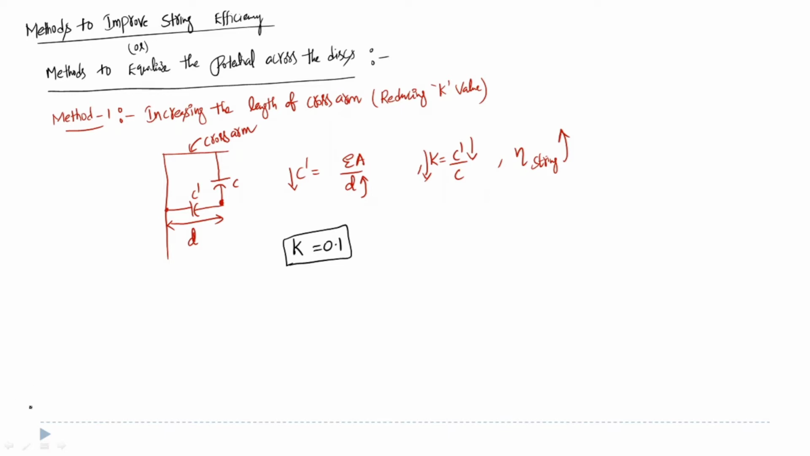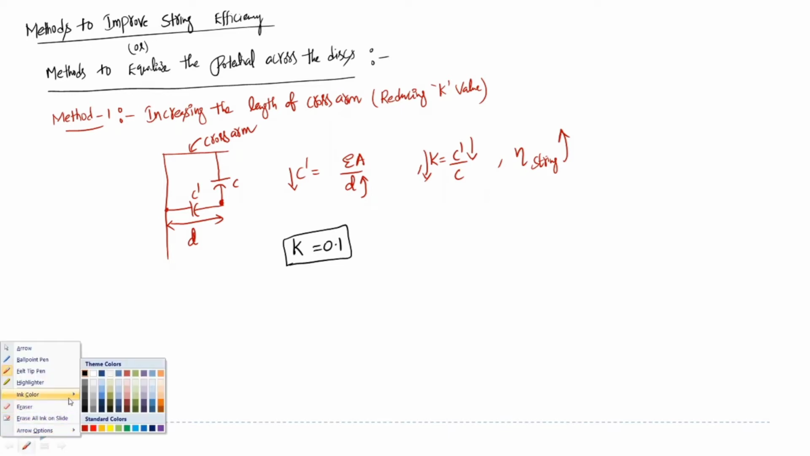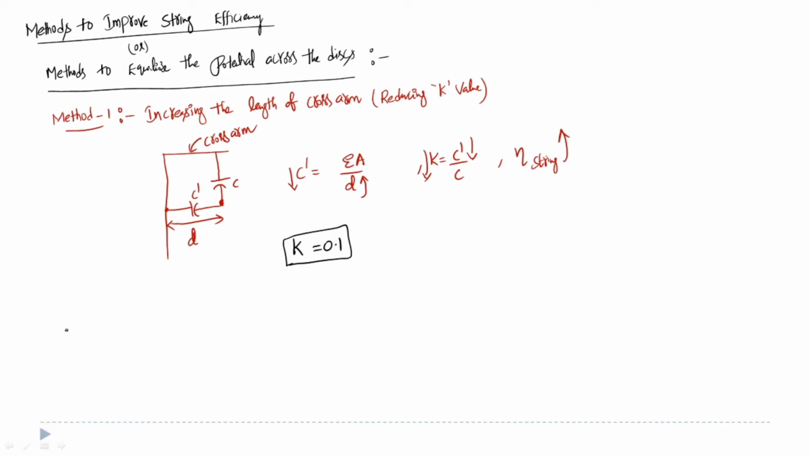Now let us see the second method. The second method is usage of guard ring, or this method is also called static shielding.